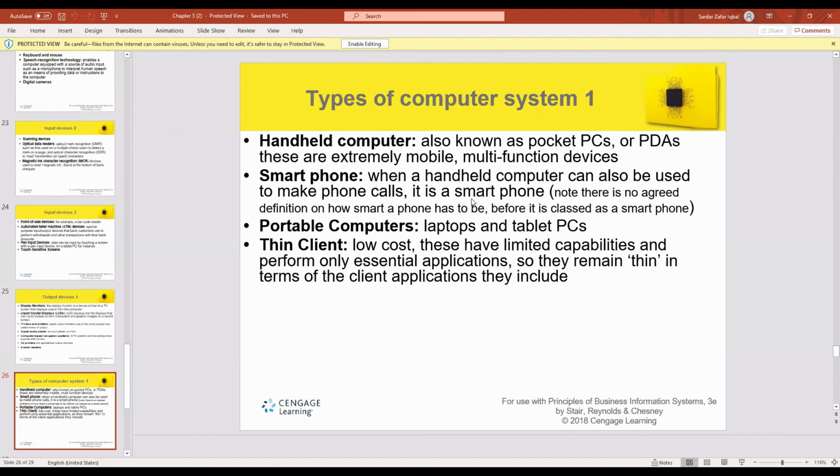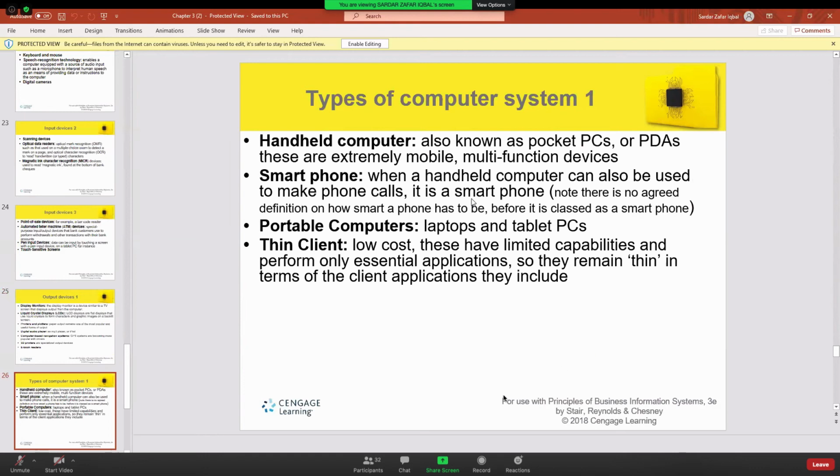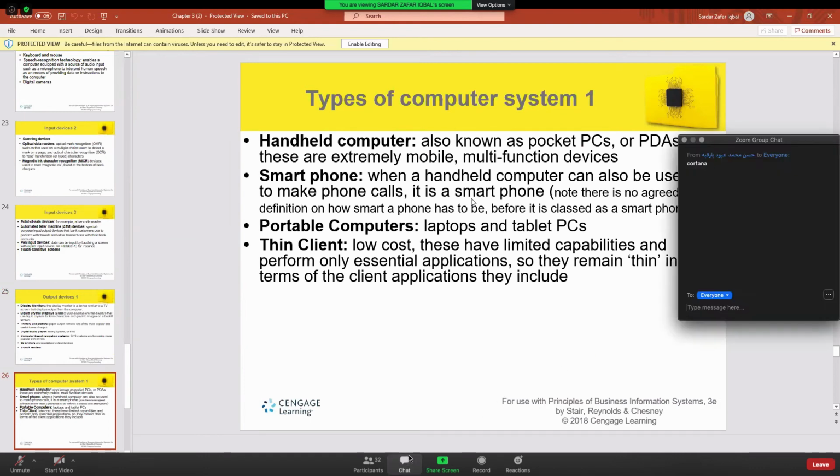Portable computers, laptops, and tablet PCs. You are familiar with these. It's very modern and new, very good models from Apple, HP. So do you guys prefer to buy an Apple laptop or not? What's your opinion about that? Is it worth buying? I prefer laptop PCs.